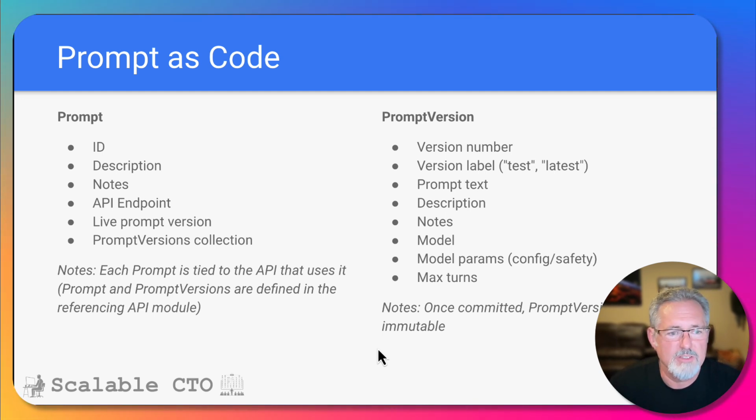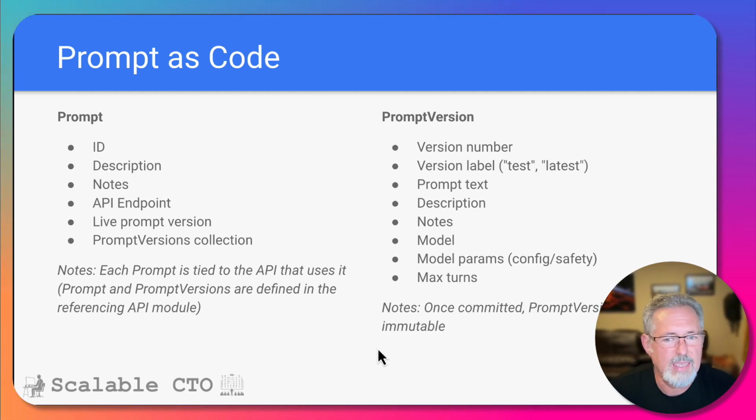I look at it as you have the prompt itself, the framing device. That has an ID, a description, and notes, which are generally aimed at the prompt author to explain how the prompt operates and what context it has and what placeholders it will have. In our case, we have a one-to-one relationship between prompts and API endpoints that use those prompts. So the prompt includes the API endpoint. We have a collection of prompt versions, which are really the meat of what the prompt that actually gets executed is. And then we have a live prompt version, which indicates which of those prompt versions is the one that we're actually using in production right now.